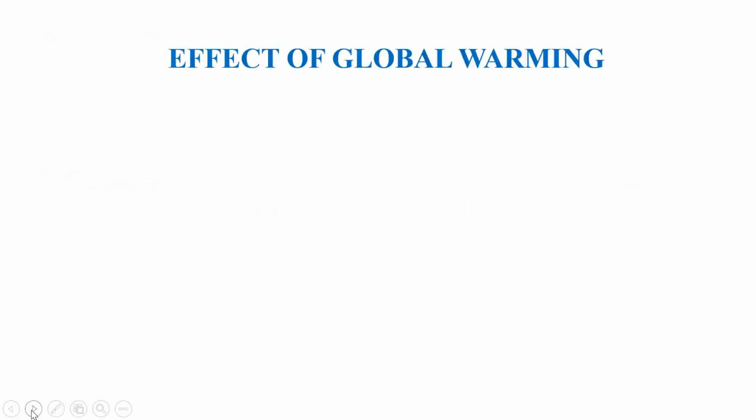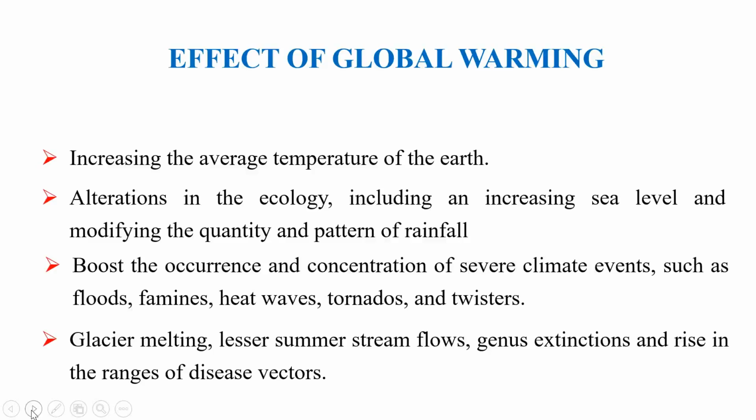Okay, now the next point is the effects of global warming. First one, increasing the average temperature of the earth is an effect of global warming. Next one, alteration in the ecology, including an increasing sea level and modifying the quantity and pattern of rainfall. This is also an effect of global warming.